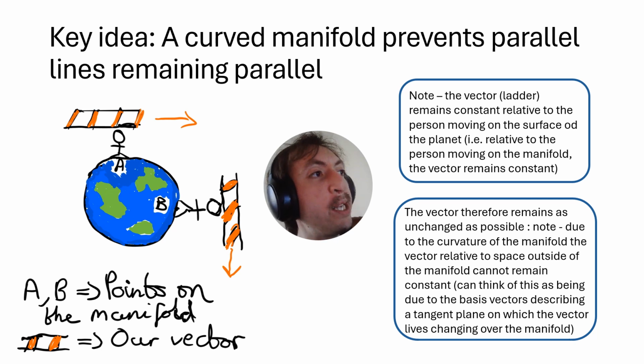And what we need to do now is consider how the changing direction of the manifold changes things. So if we have a tangent plane to the manifold and we move that tangent plane across the manifold, how will the basis vectors on our tangent plane change as our tangent plane moves across the manifold? Or equivalently, how will the basis vectors describing the direction of our ladder change as we move the ladder across our manifold? Because when we have curvature, the basis vectors will necessarily change.